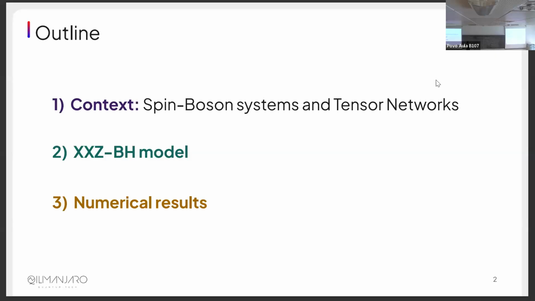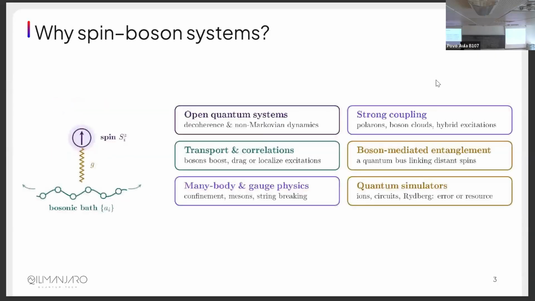Okay. So, what do we have. I'm going to present very quickly what spin boson systems are and what tensor networks are. Then we are going to study and show what the XXZ chain and the Bose-Hubbard model are, and in the last part we are going to show some numerical results.